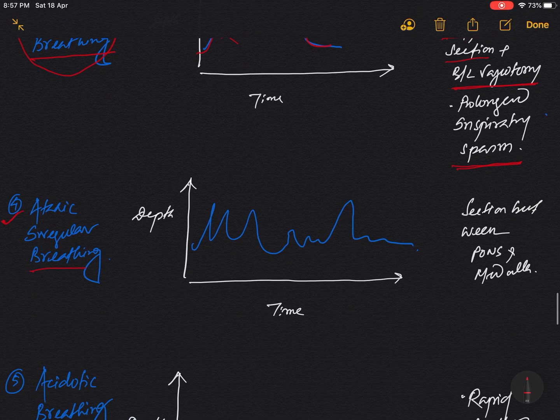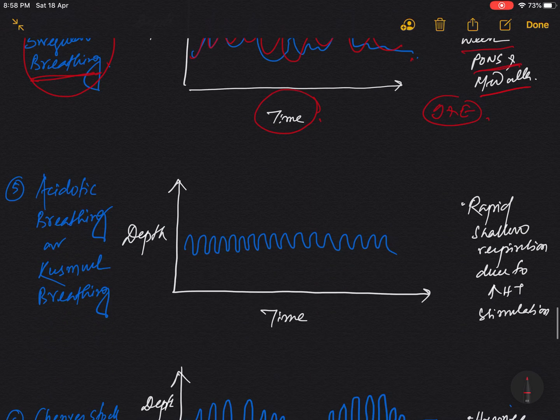Now ataxic or irregular breathing. Section below the pons, or section between pons and medulla. As we know, the pons causes smooth transition between inspiration and expiration. So there will be no smooth transition. Expiration and inspiration will occur in a haphazard manner. This is called ataxic or irregular breathing.